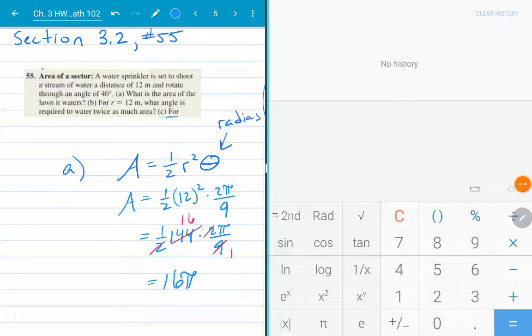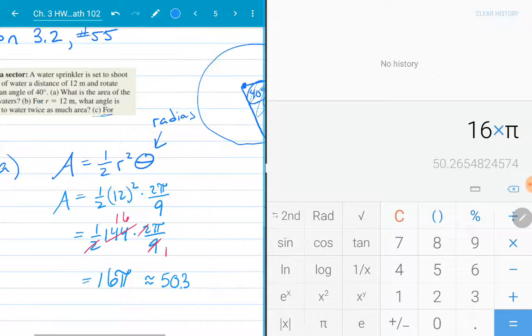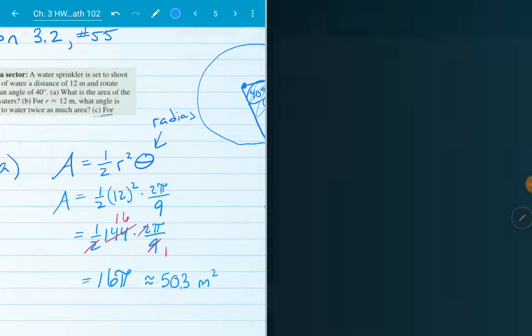which we can use a calculator to estimate to match the back of the book, which is 16 times pi, which is approximately 50.3 meters squared. Okay, now going on to part B.